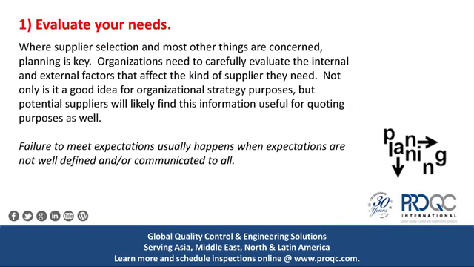1. Evaluate your needs. Where supplier selection and most other things are concerned, planning is key. Organizations need to carefully evaluate the internal and external factors that affect the kind of supplier they need. Not only is it a good idea for organizational strategy purposes, but potential suppliers will likely find this information useful for quoting purposes as well. Failure to meet expectations usually happens when expectations are not well defined and/or communicated to all.